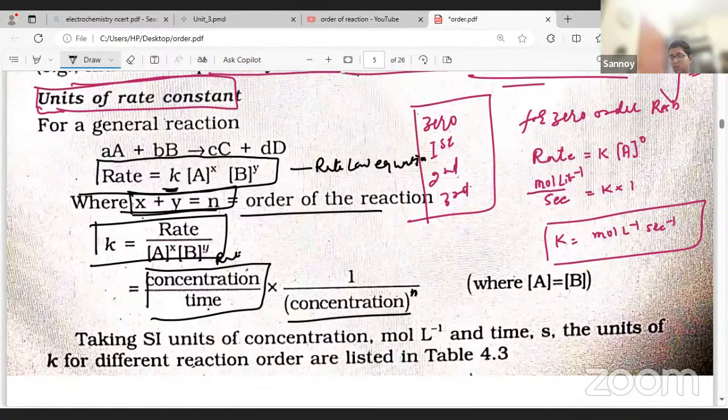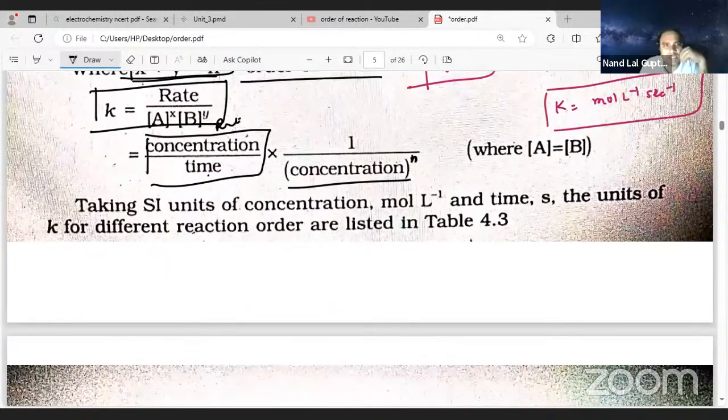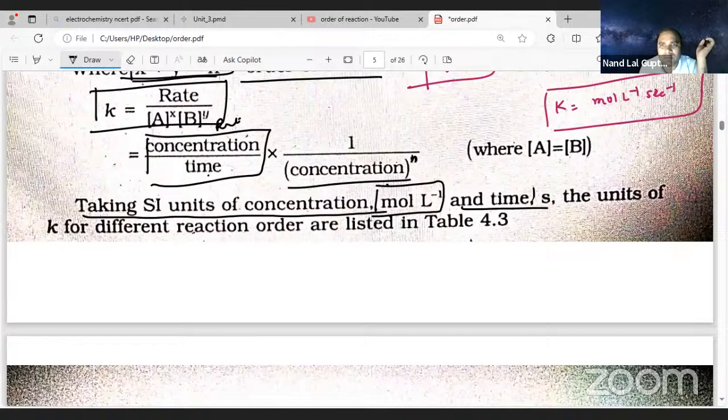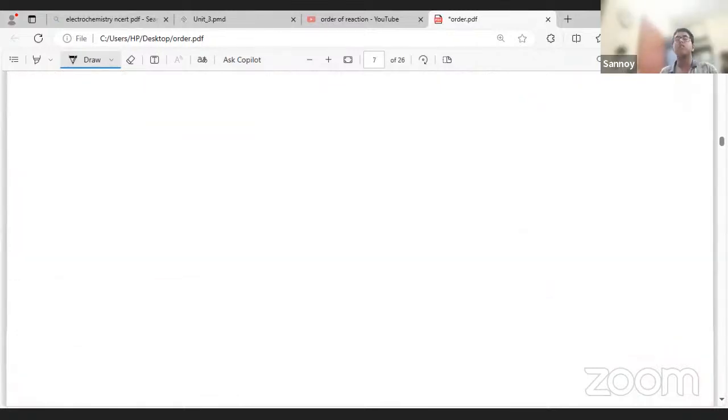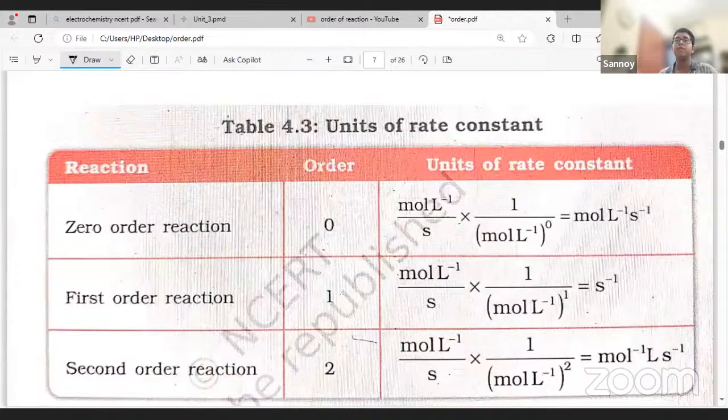Okay. Can you understand this one? The general equation. Taking the SI unit of concentration as mole per liter and time as second, the unit of K for reactions of different order can be calculated. So for any reaction we will do this. First of all, scroll a bit up to the previous one.